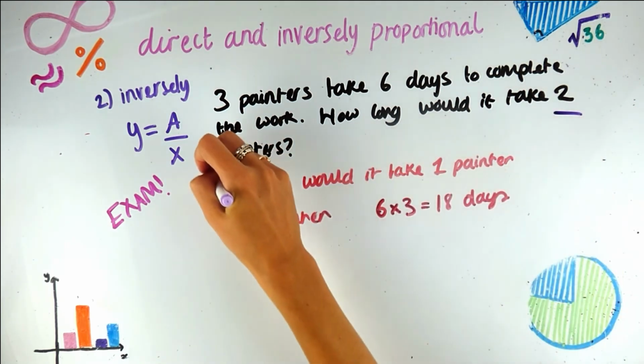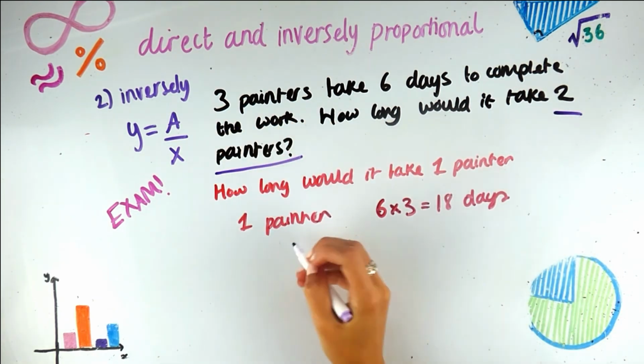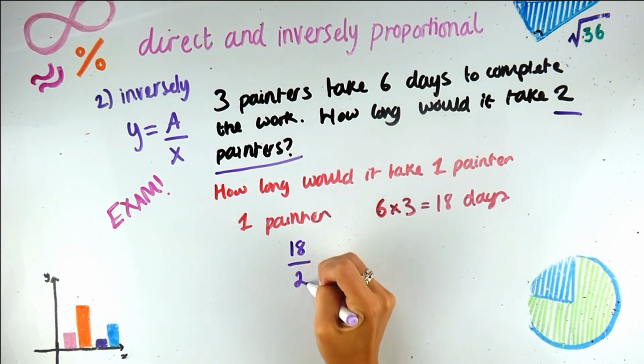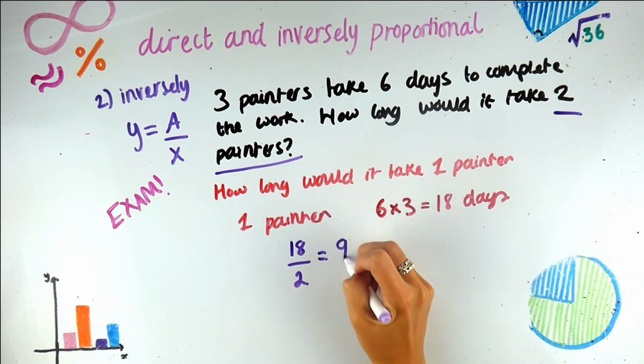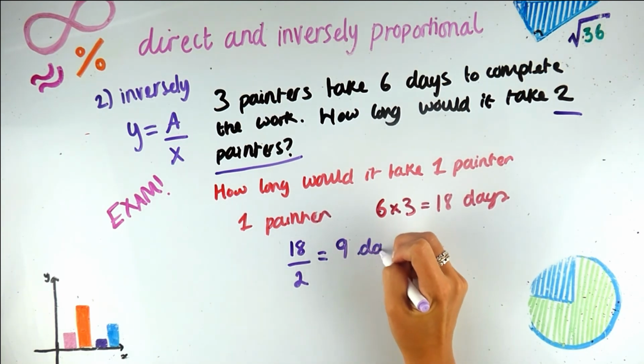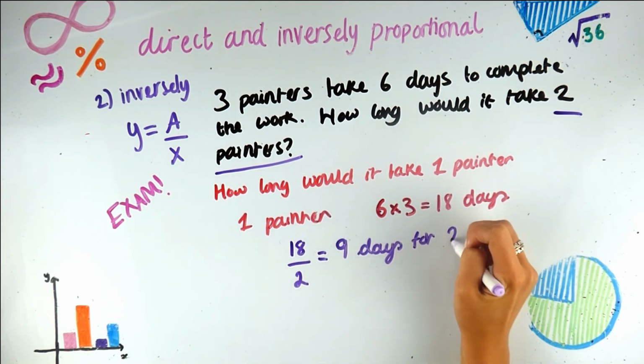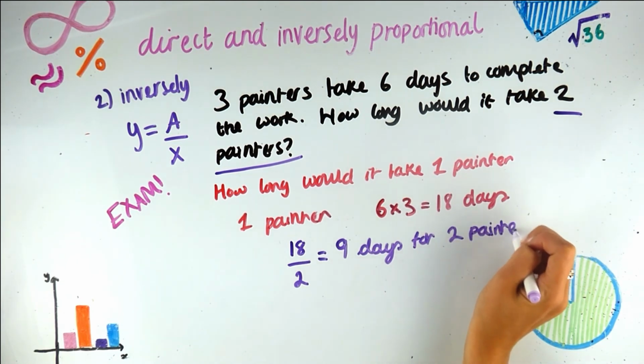So we know it takes 1 painter 18 days, but the question is actually asking you how long would it take 2 painters, so you've got help. So you're splitting the work by 2. So it's going to take 18 days for 1 person to do it, so it's going to take 18 divided by 2 if you're all working nice and evenly. 9 days for 2 painters.